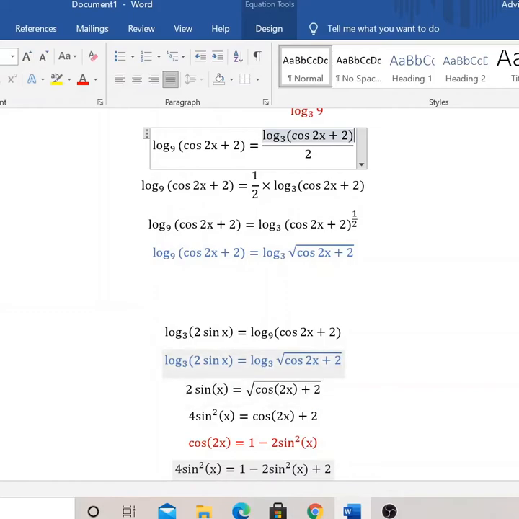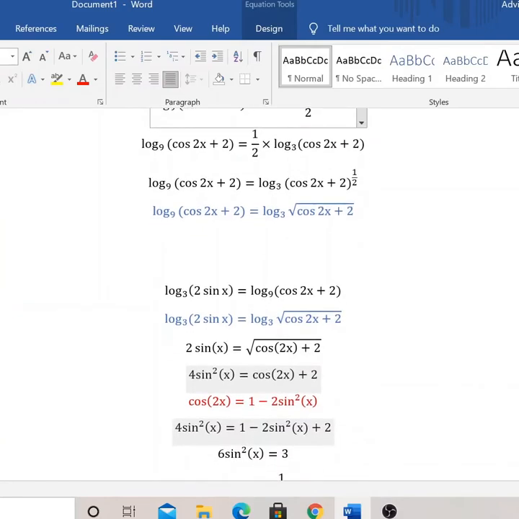Since we have the same base on both sides of the logarithms, we can just remove the logarithms because the part that's inside has to be equal. So 2 sin x is equal to root cos 2x plus 2. Squaring both sides, we get 4 sin squared x is equal to cos 2x plus 2.